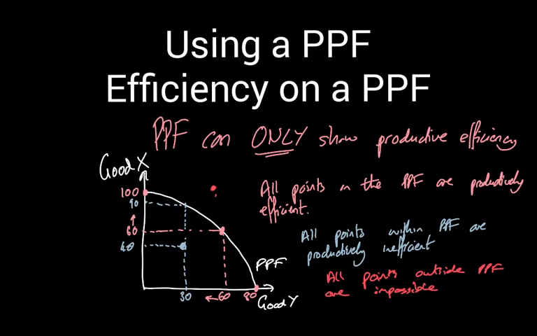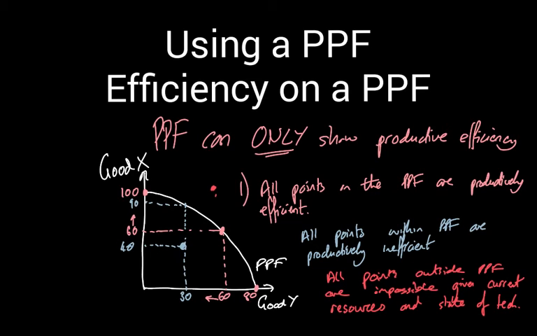Now, if we're being technical, we need to add something there, because just because they're impossible now doesn't mean they will always be impossible to reach. So those points are impossible given the current resources and state of technology. Given the current resources and state of technology, any points outside the PPF are impossible, but in the long run, if the resources change or the state of technology changes, we may then be able to achieve that level of output.